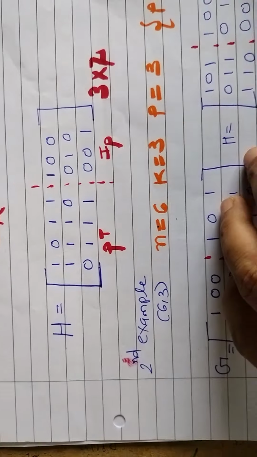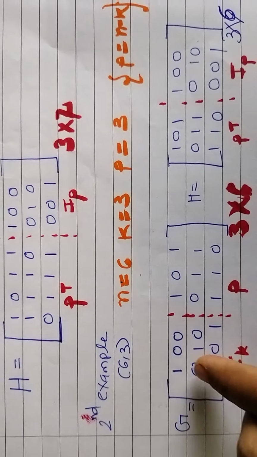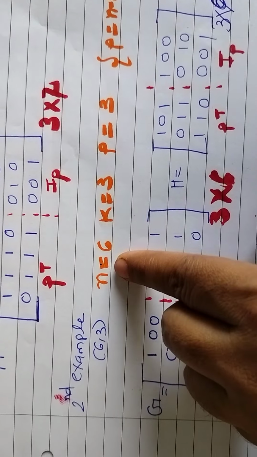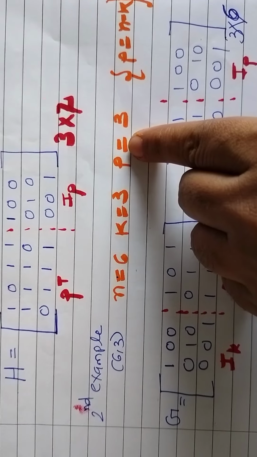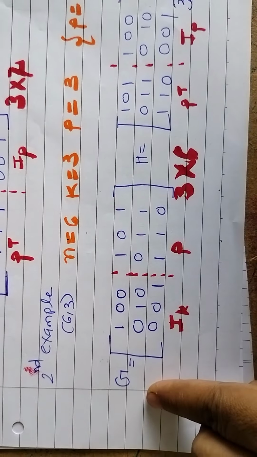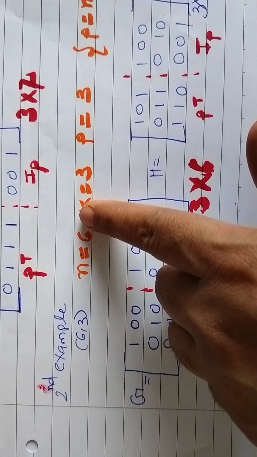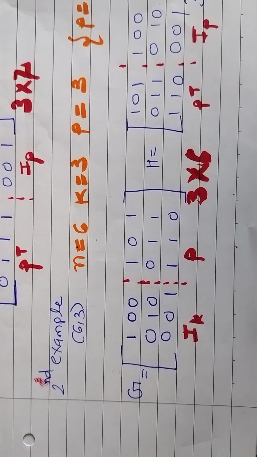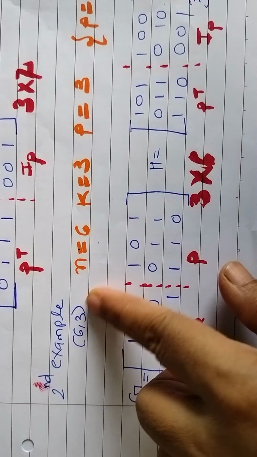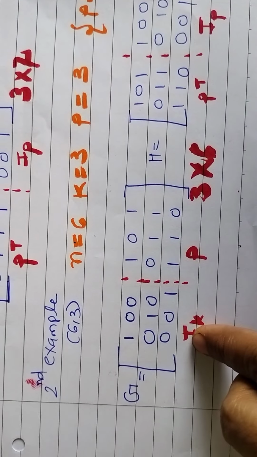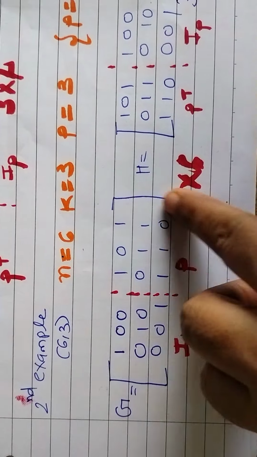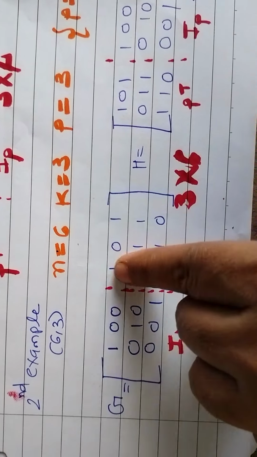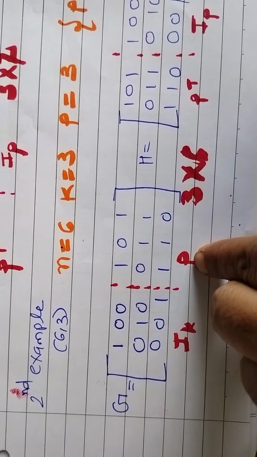Let us take one example of (6,3). So for the (6,3) LBC, N is 6, K is 3, P is N minus K, that is 3. So the generator matrix dimensions are K into N, that is 3 into 6. The first IK means a 3 by 3 identity matrix. Next this P, they will give in the exam, or they will give the equations for this. So this is the P matrix.